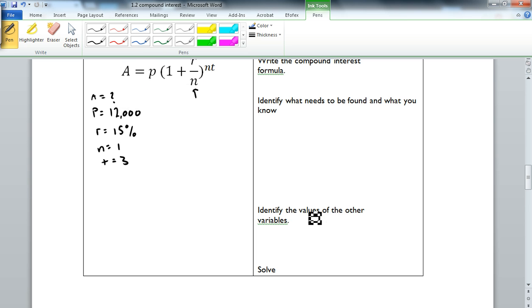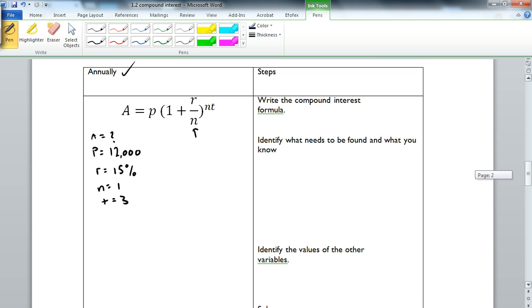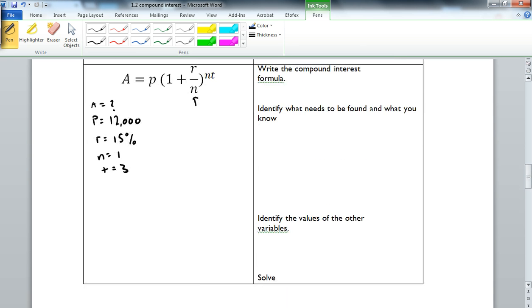We've identified the values of the other variables right there, and the last thing to do is simply to substitute the amounts into the actual formula. So we'll do 12,000, 1 plus the rate, which is 15/1, close the brackets, and 1 times 3. Alright, just let me get my calculator.